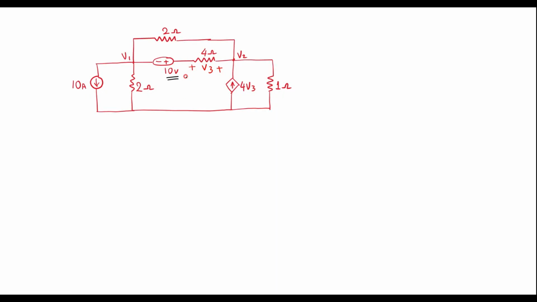I will solve this using node analysis. So here we can observe that this is a node. We'll assume the voltage at this node is V1. Let the voltage at this node be V2. So in node analysis, first we have to mark all branch currents. Let me assume the current through this branch is I1. Let the current through this branch be I2. Let the current through this branch be I3. And the current through this branch is I4.